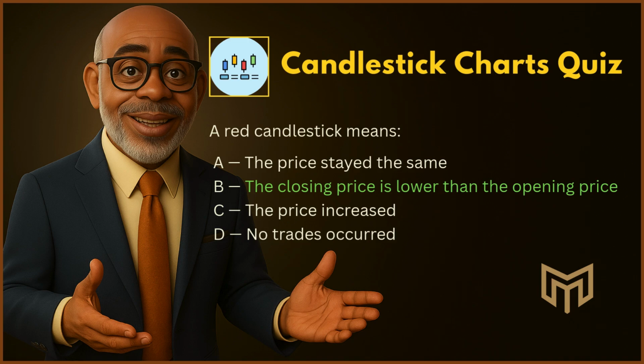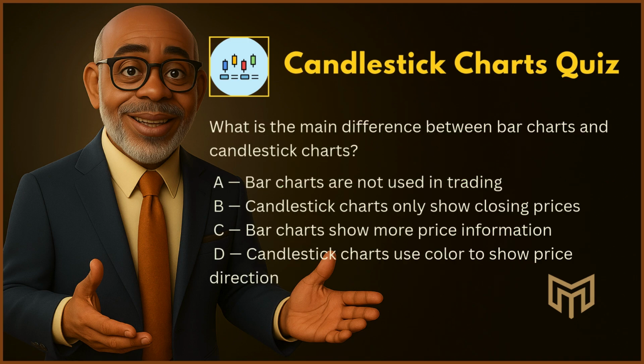Question 5. What is the main difference between bar charts and candlestick charts? Is it A, bar charts are not used in trading? B, candlestick charts only show closing prices? C, bar charts show more price information? Or D, candlestick charts use color to show price direction? You have 10 seconds to record your answer.